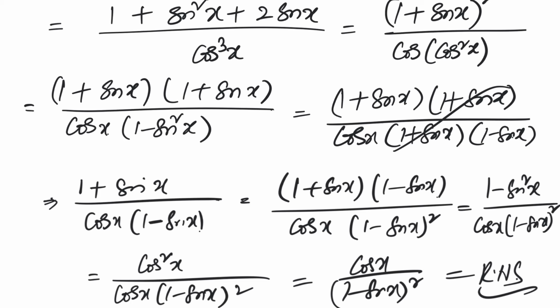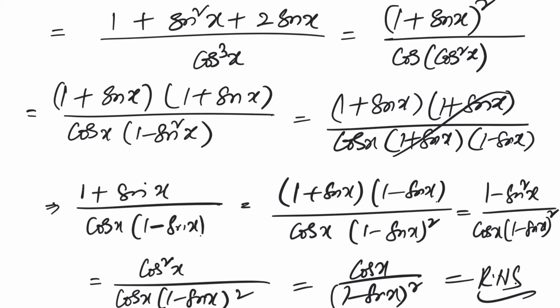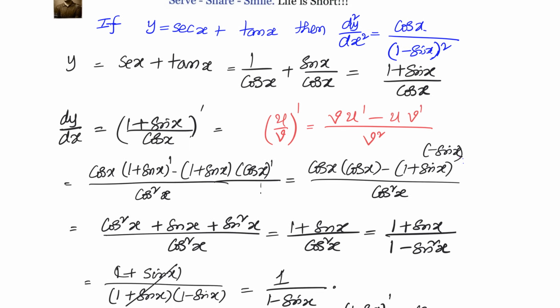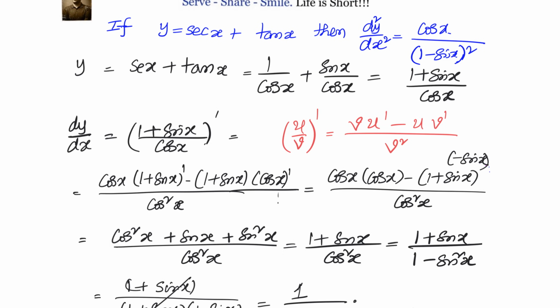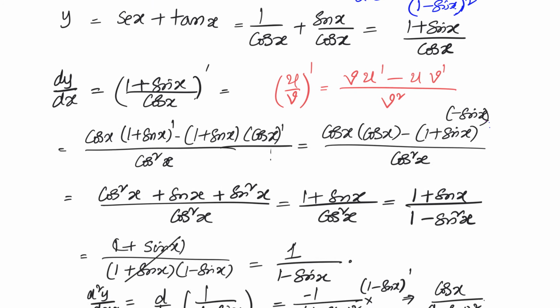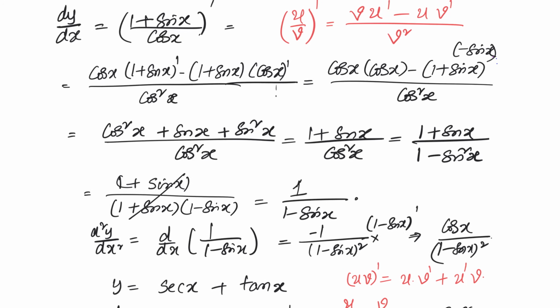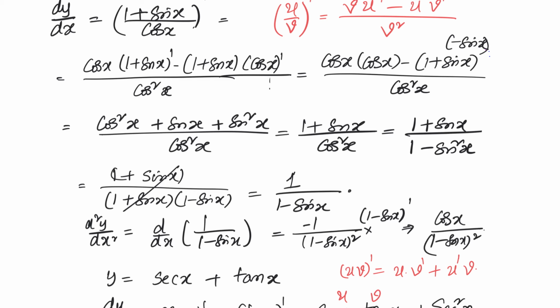Whereas in the first method, in the beginning only, the y function, whatever is given, sec x plus tan x, that itself we changed into sin and cos. So let's see both the methods. First, what we did, we took y equals sec x plus tan x. So we converted them into sin and cos. We got (1 plus sin x) by cos x. Then we found the derivative dy by dx. By using the u by v formula, we got 1 by (1 minus sin x) after simplification.